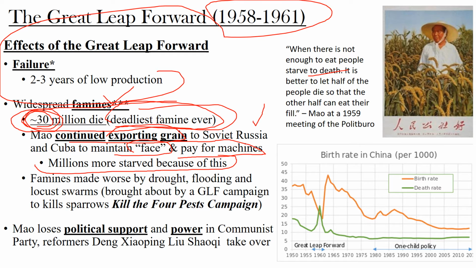This famine was made worse by drought. Some of these irrigation projects were so poorly designed that they actually led to a lack of water, or they led to increased flooding because of their poor design, flooding the new farm fields they did create, and because of this, massive locust swarms brought about by the Great Leap Forward's campaign called Kill the Four Pests.